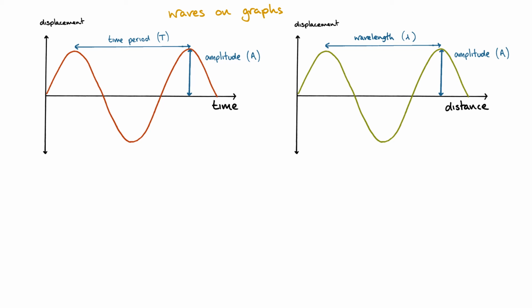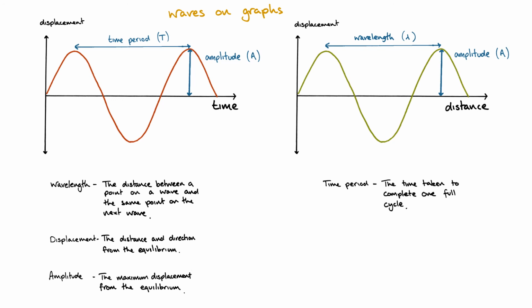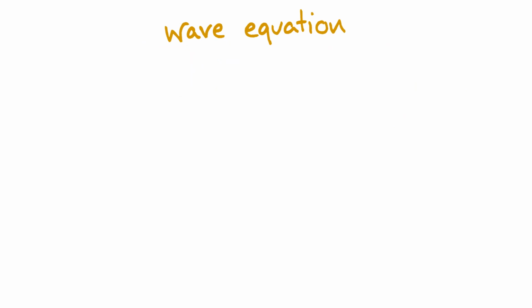Here are some definitions you need to know. The distance between a point on a wave and the same point on the next wave is known as the wavelength. The distance and direction from the equilibrium position is the displacement. The maximum displacement from the equilibrium is known as the amplitude. The time taken to complete one full cycle is the time period, and the number of full cycles per second is the frequency.